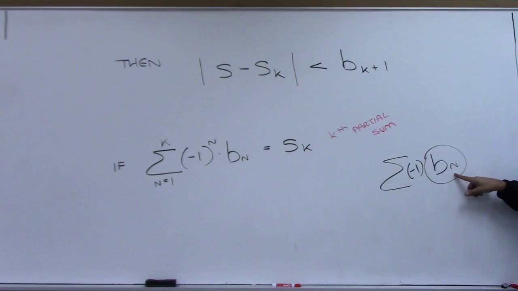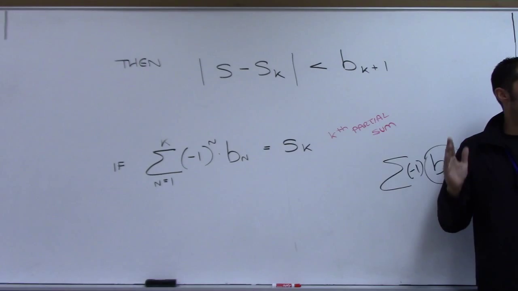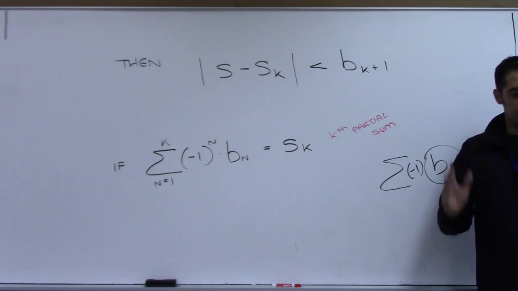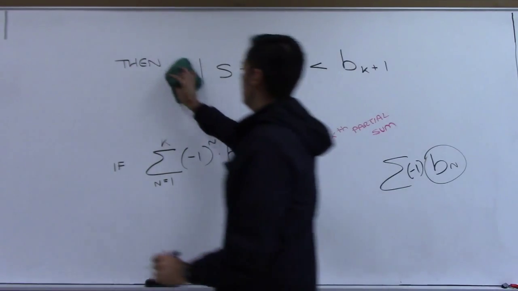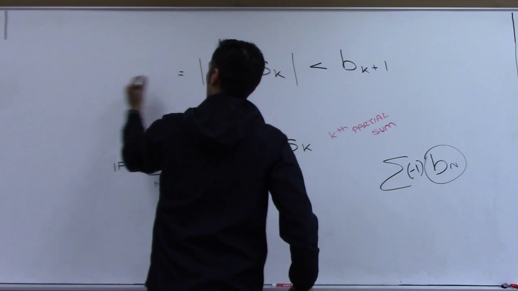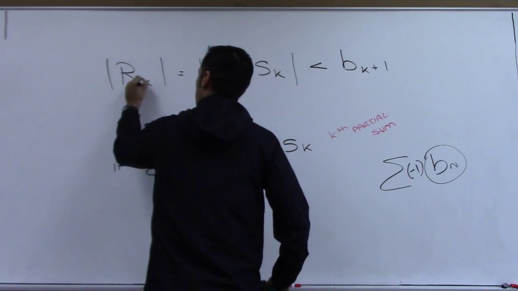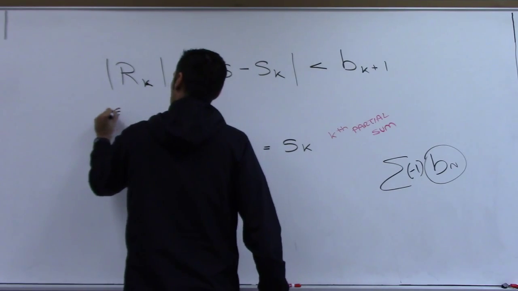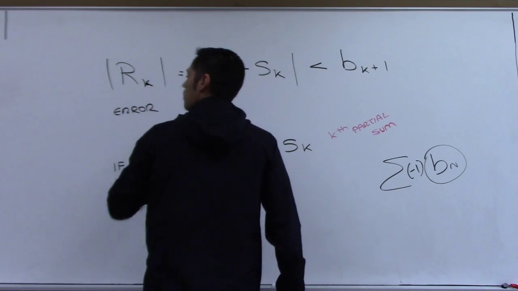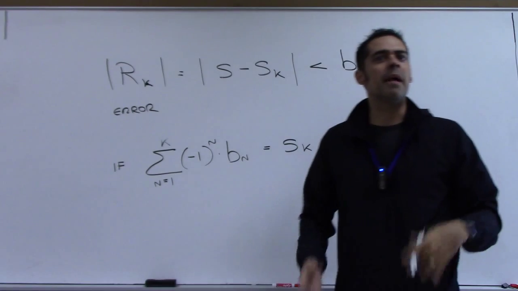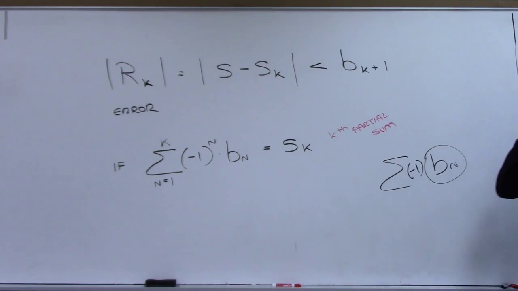And that's amazing. Oh yeah, that makes total sense. I'm going to show you. But this is an amazing theorem because it gives us a bound on the error. All right? So what we do is we call this something. We call it R sub k, absolute value, which is basically our error. And the capital R stands for remainder. It's what remains.